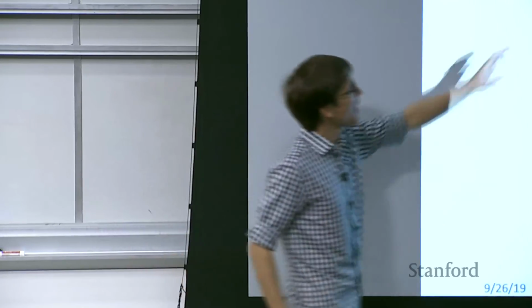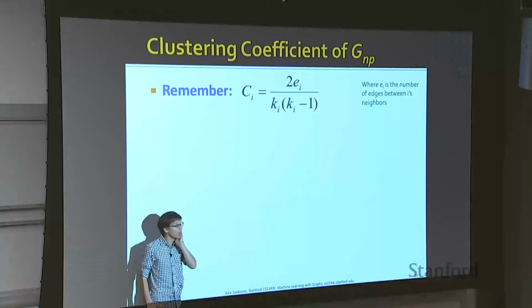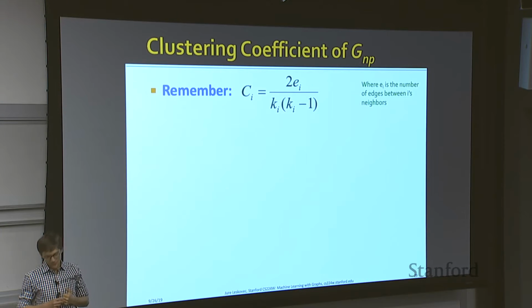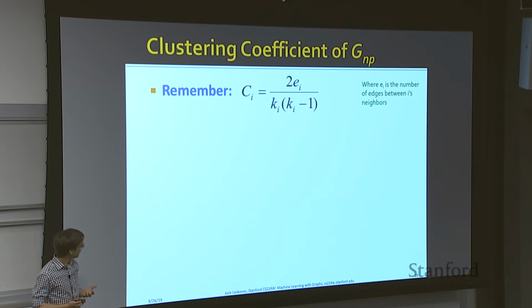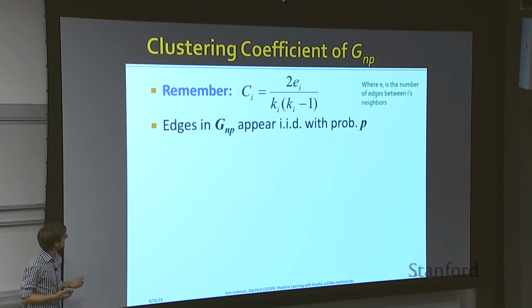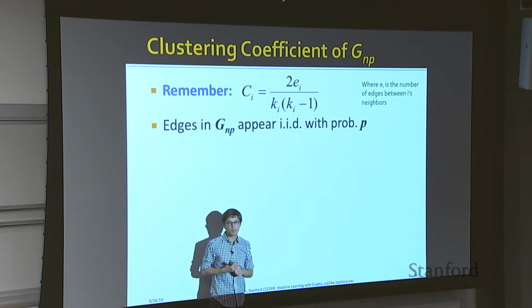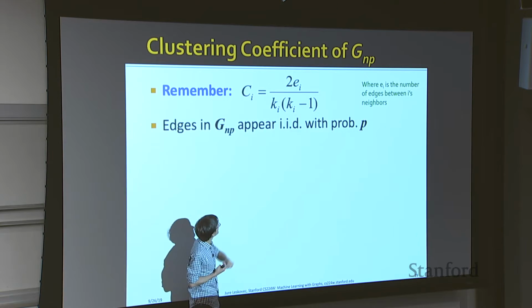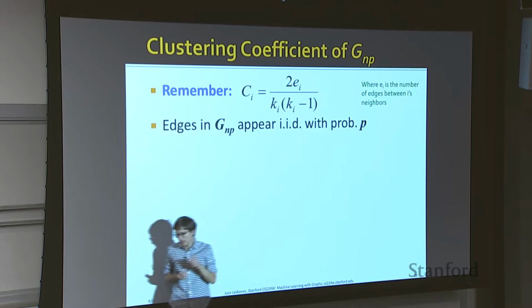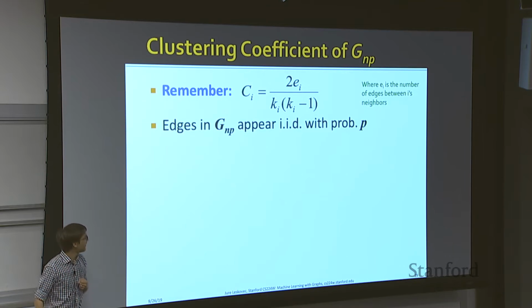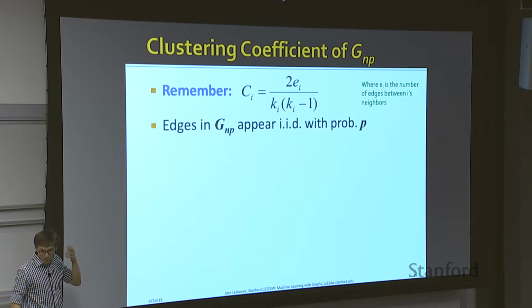The second property is the clustering coefficient. I have the formula for the clustering coefficient above, and it's actually very easy to prove what the clustering coefficient is in this G(n,p). The only thing I have to remember is that edges in this model appear independently with probability p. So what do I need to compute? I need to compute E sub i, the number of edges between friends of a person.